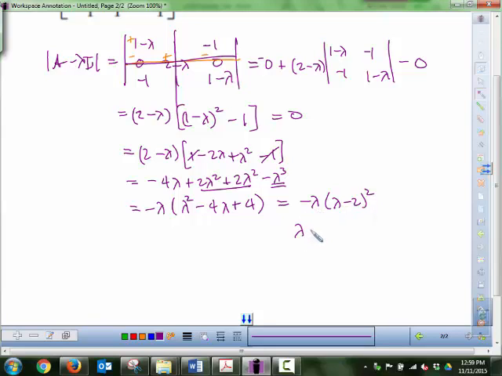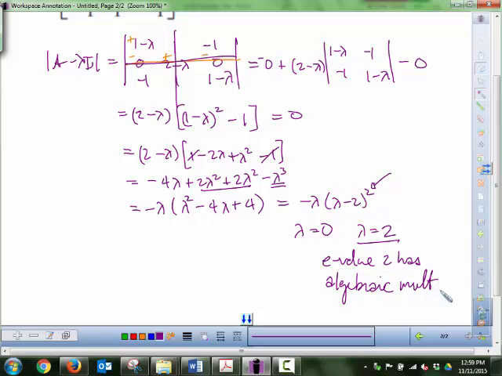All right. So I got 2 eigenvalues. One of them is 0. The other one is 2. And because of this multiplicity, we say the eigenvalue 2 has, and they call this the algebraic multiplicity, algebraic multiplicity of 2. And 0 is an eigenvalue that has algebraic multiplicity of 1.